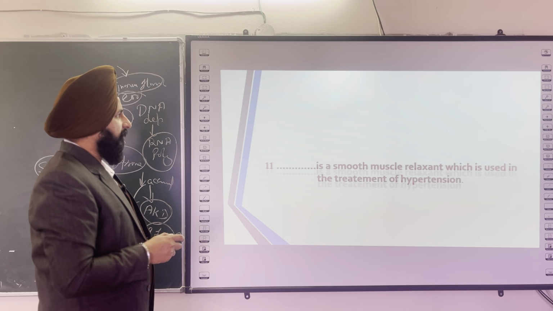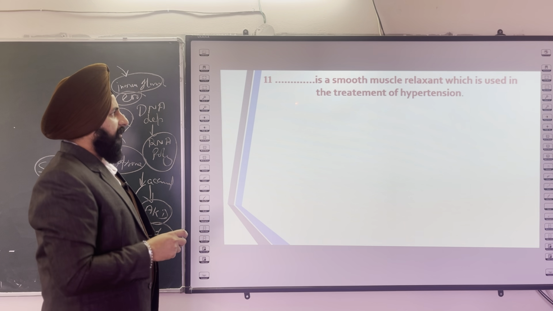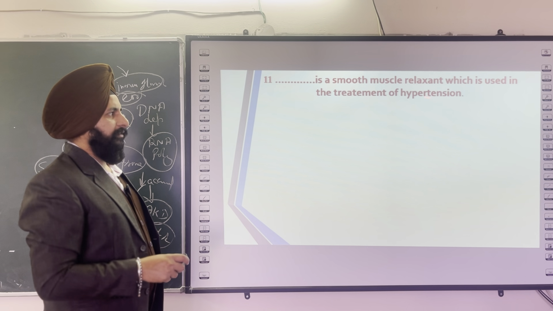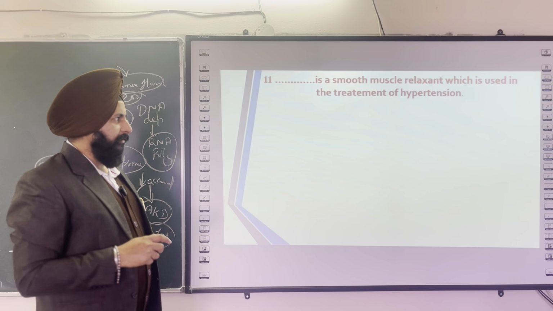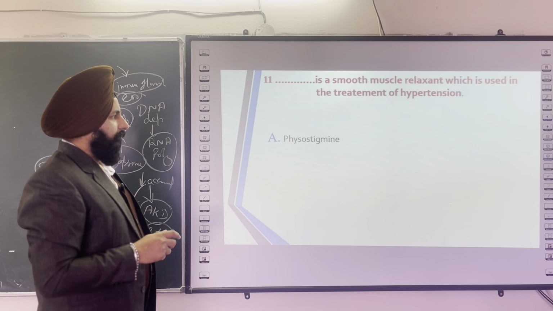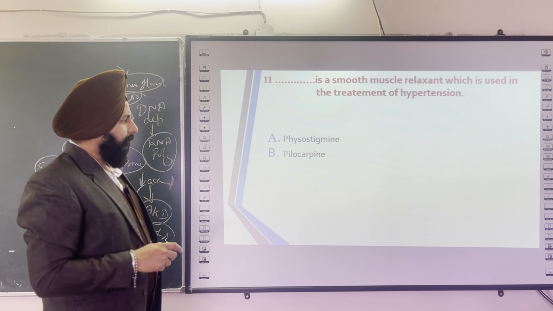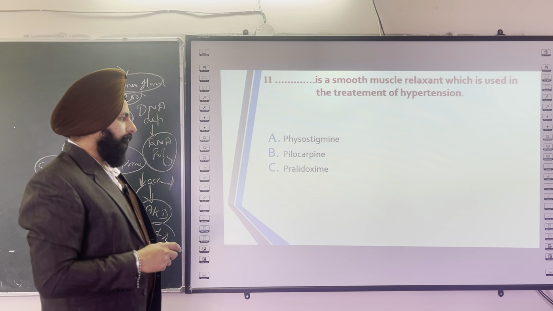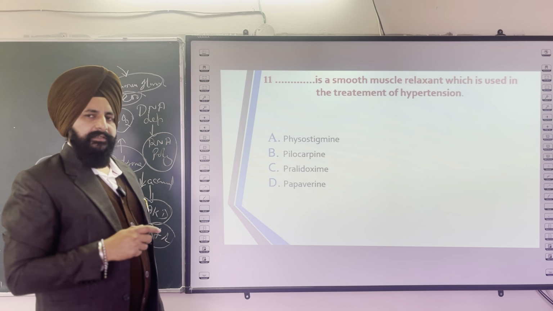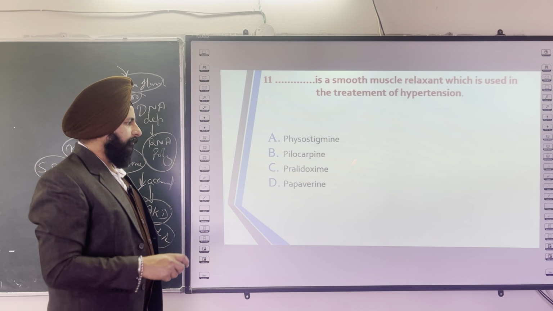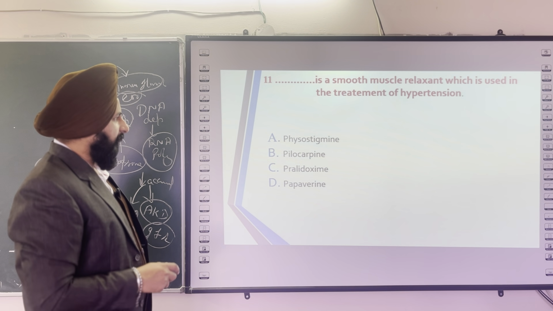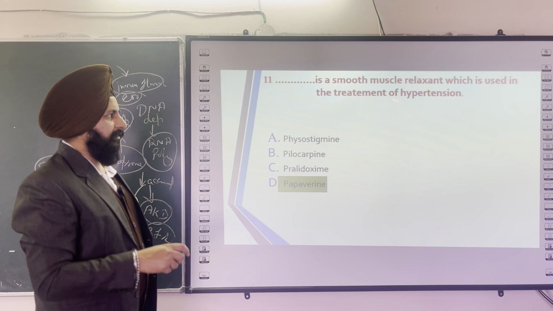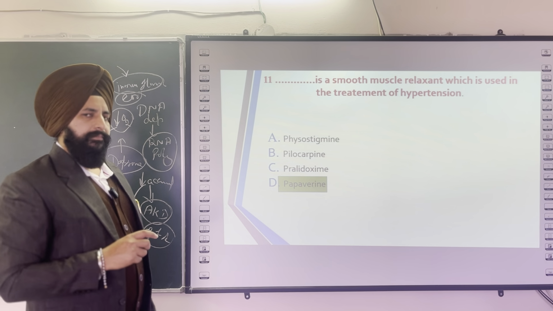The next question is, dash dash dash is a smooth muscle relaxant which is used for the treatment of hypertension. The options are physostigmine, pilocarpine, pralidoxime, and papaverine. You choose the correct answer for this. The correct answer is papaverine, a smooth muscle relaxant for the treatment of hypertension.